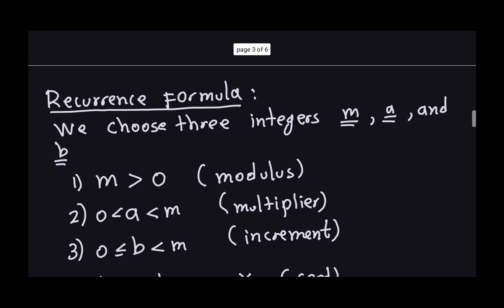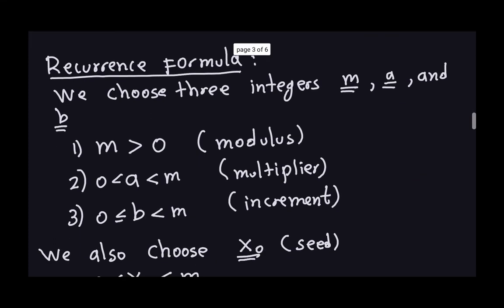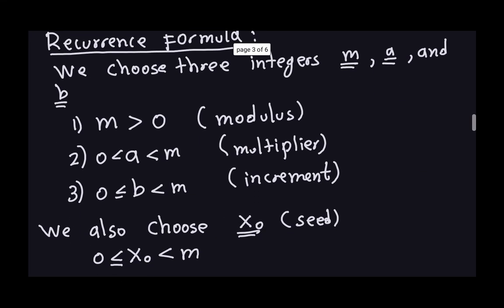And you have to choose another number b, and that number b has to be again less than the modulus m. It could be 0 or it could be positive in this case. So you make a choice of 3 numbers, m, a, and b. And the next thing you have to choose is another extra number, what we call the seed. So this is basically where the random number generator is going to start. We're going to start at this number here, x0.